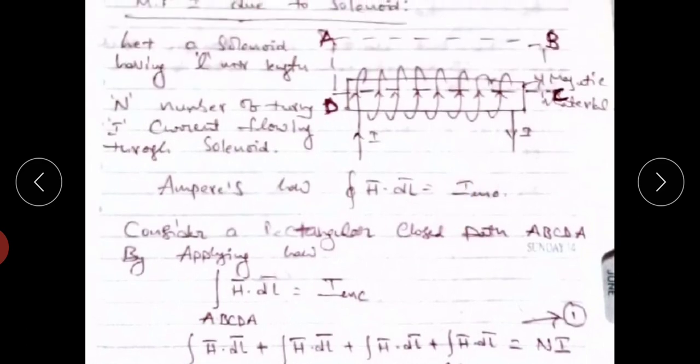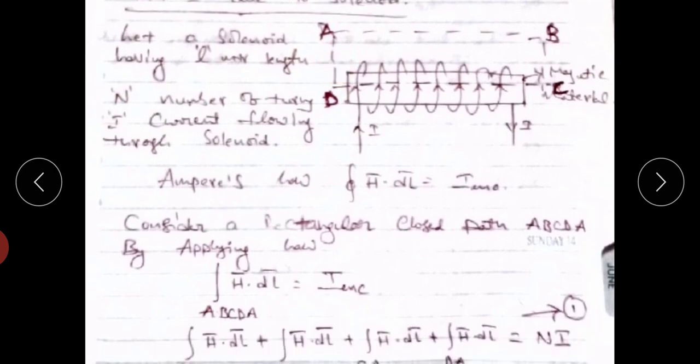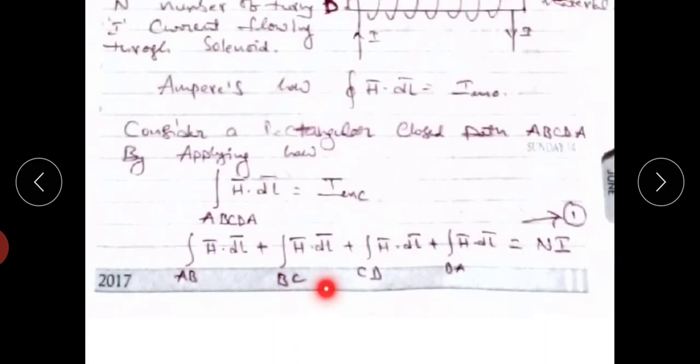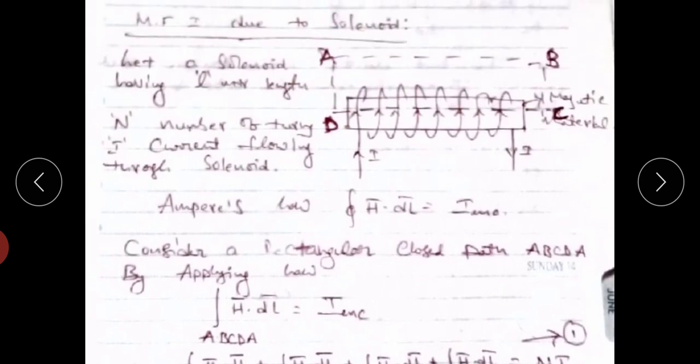Next one, BC. Only in the C to D direction is the magnetic field present. So on B to C and D to A, the perpendicular sides, the magnetic field is 0. So for B to C and D to A, the magnetic flux equals 0, so the magnetic field intensity is 0. Only in the C to D direction is the magnetic field present, and the magnetic field intensity is also present in the C to D direction only.